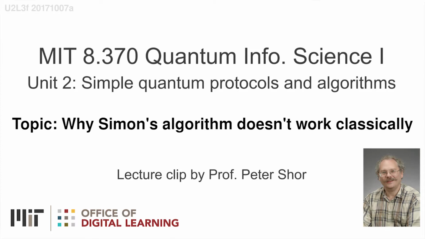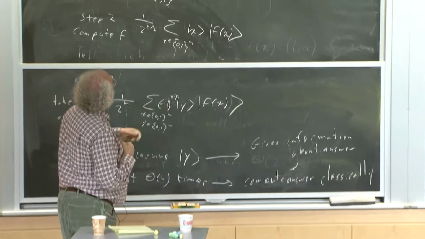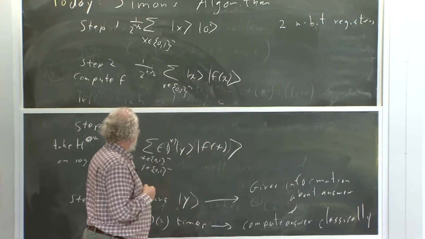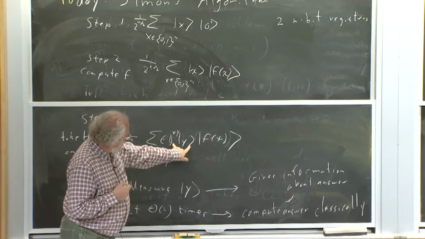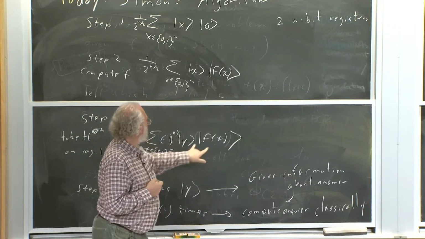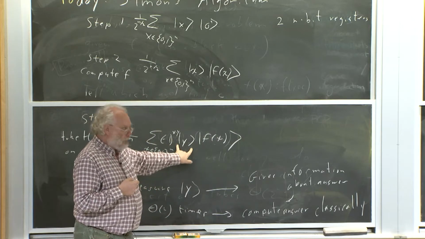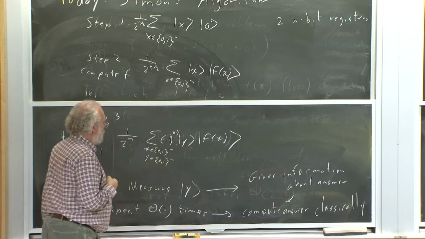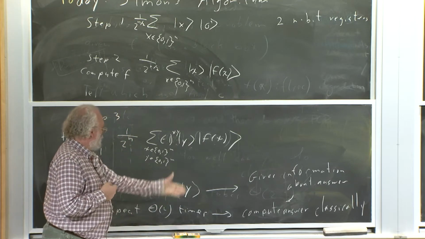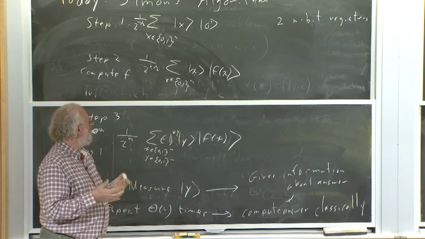So suppose this were a classical program. What did we do? Well, we computed something in the first register. We did something and we computed something in the second register. We did something and we got a different value in the first register. Then we measure the first register and we throw the second register away.